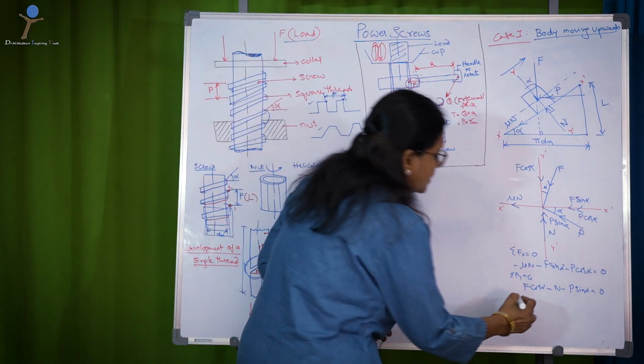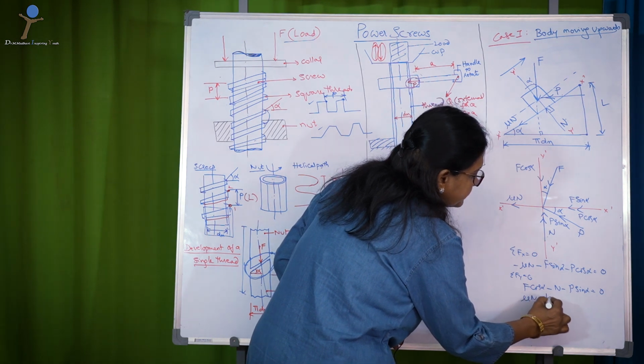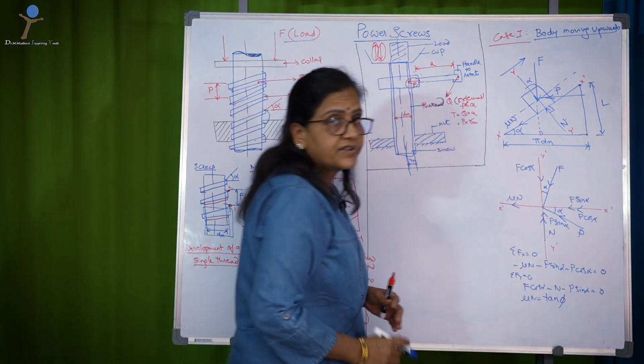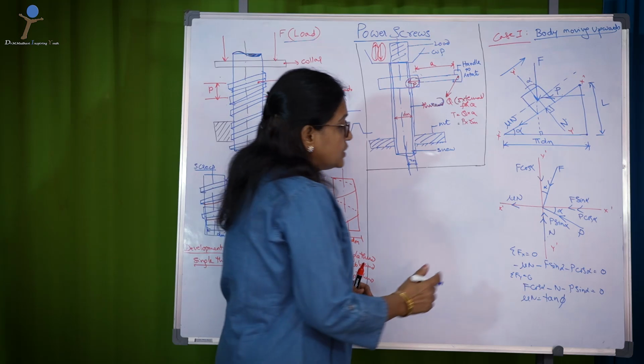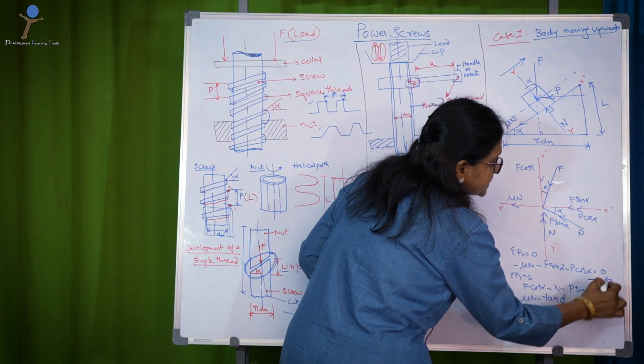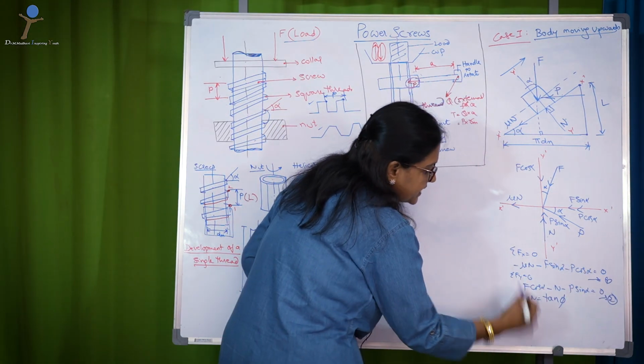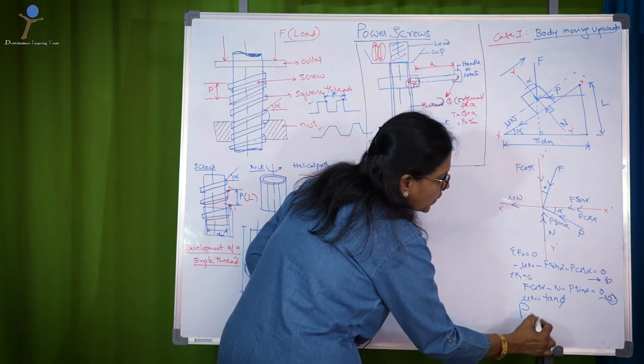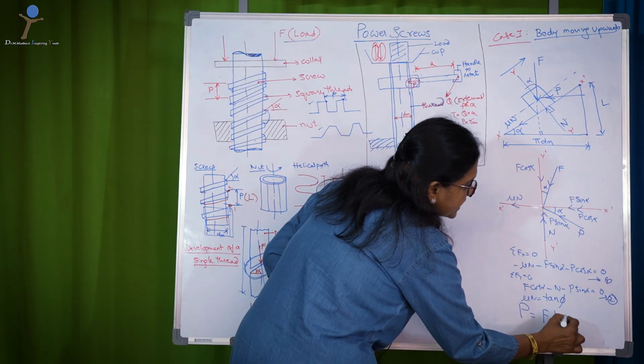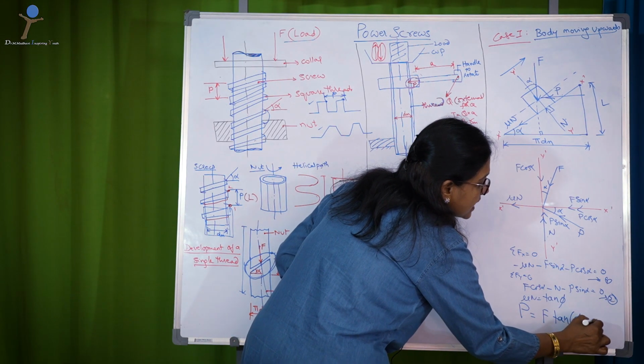Now, consider mu N as tan phi, where phi is called the friction angle. So, solving these two equations, you get a relation P equal to F tan (phi plus alpha).